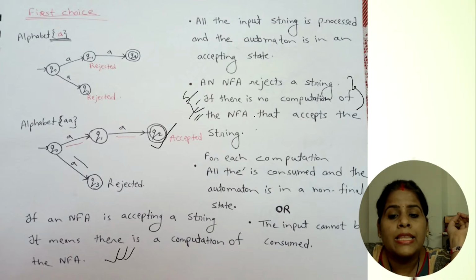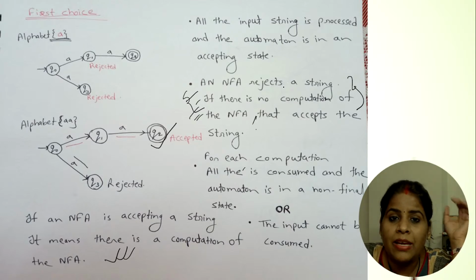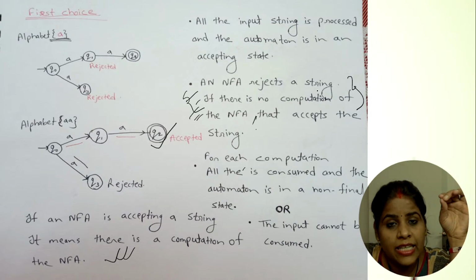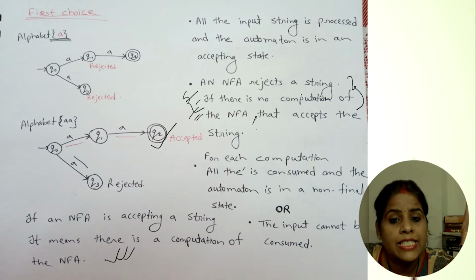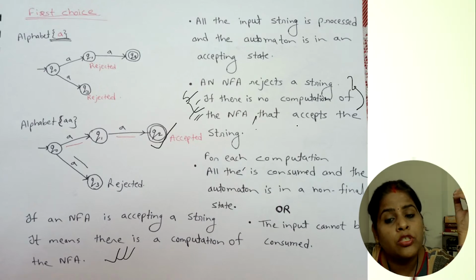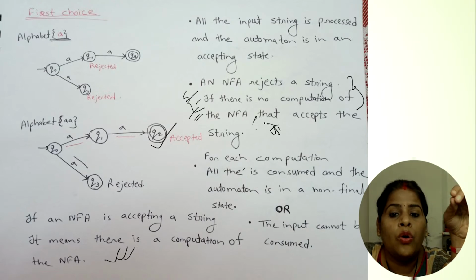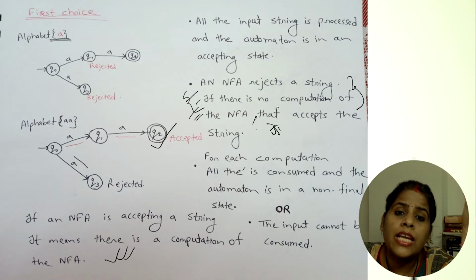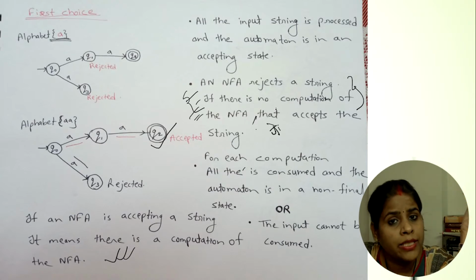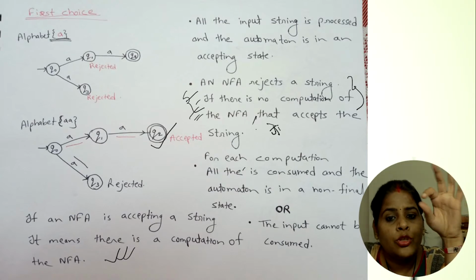ओके, मतलब कहने का मतलब यहाँ पे मैंने समझ लिया. मैं ये कल नहीं एक्सप्लेन करूँगी, अभी कर देती हूँ. An NFA rejects a string. कोई NFA है वो रिजेक्ट करता है कि स्ट्रिंग को. If there is no computation of the NFA that accepts the string, मतलब कि जो एक्सेप्ट करे, ठीक है, जो एक्सेप्ट करे स्ट्रिंग को वैसा कंप्यूटेशन ही नहीं है NFA में. कंप्यूटेशन नहीं है मतलब वो ट्रांजिशन नहीं है, वो पाथ नहीं है.